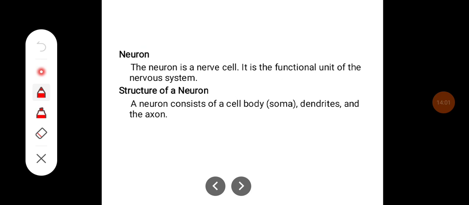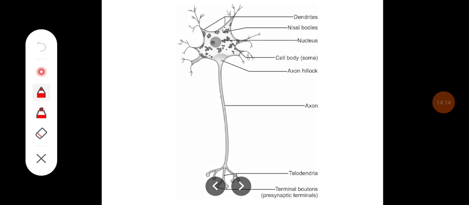Coming to the neuron, neuron is a nerve cell and it's a functional unit of the nervous system. The neuron consists of cell body, which is called as soma or perikaryon, dendrites and axons. So this is the structure of the neuron, which consists of the body or soma or perikaryon. This is the axons, and these are the telodendria with the terminal buttons, which forms the presynaptic terminals.